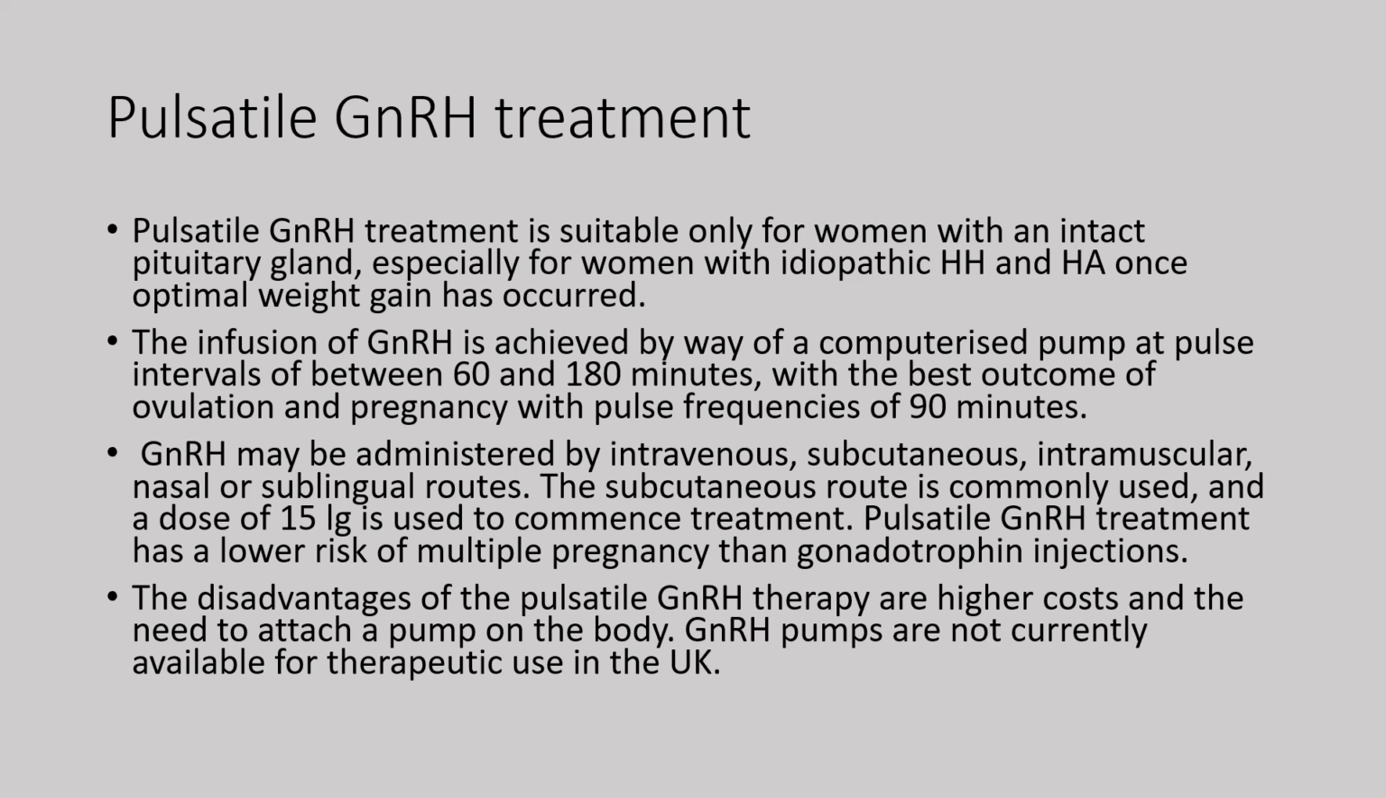Pulsatile GnRH treatment has a lower risk of multiple pregnancy than gonadotropin injections. GnRH has the advantage that it produces monofollicular growth. So that is why there is less chance of multiple pregnancy. The main disadvantage is the high cost and the need to attach a pump on the body. And in the UK, presently the GnRH pumps are not available. But obviously this has a better role. It gives monofollicular growth, so there are low chances of multiple pregnancy, and even the cumulative pregnancy rates seen with GnRH, as compared to gonadotropins, are better.